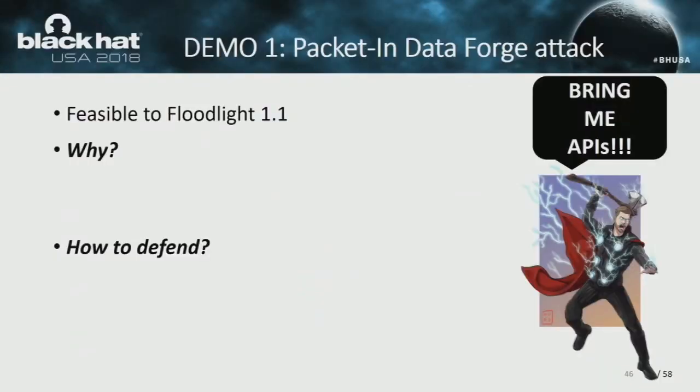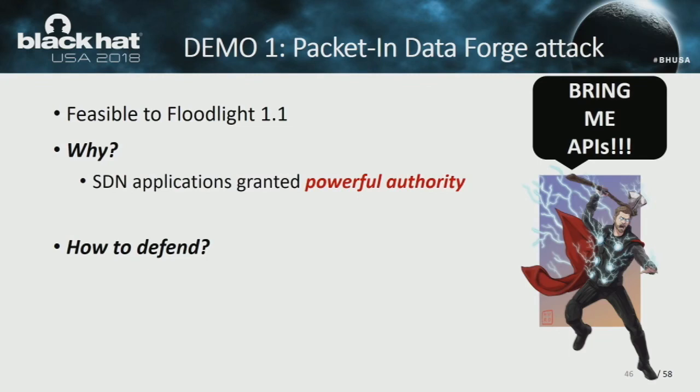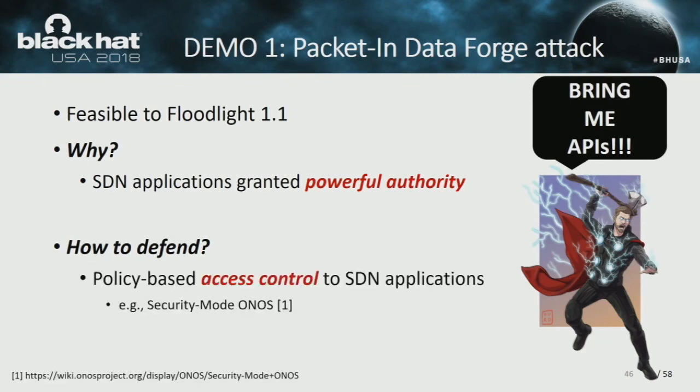So then why is it possible on Floodlight? The reason is that SDN applications are granted very powerful authority. Which means that the current SDN applications are able to call core services and APIs provided by the SDN controller without any constraint. So, to defend against this attack, we suggest that the SDN controller should adopt a policy-based access control mechanism like the Android permission system. The security mode of ONOS is a good example of a permission system for the SDN controller.